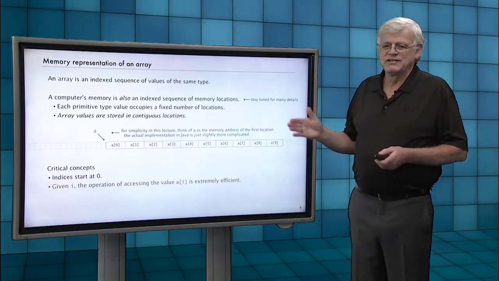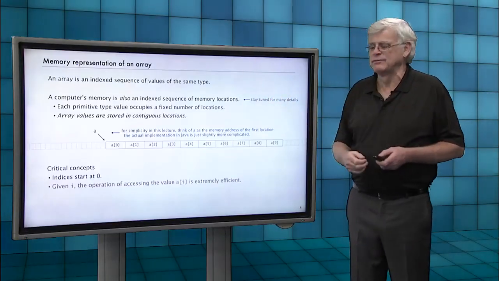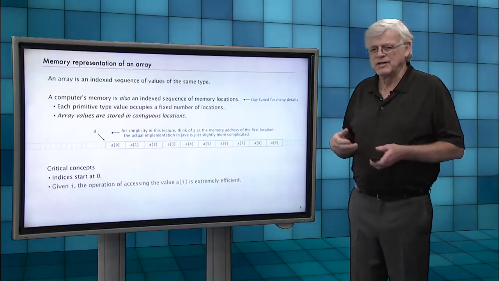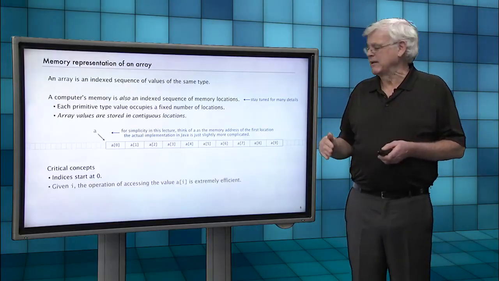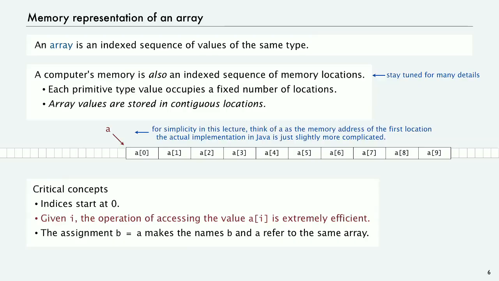Now, for simplicity in this lecture, we're going to write the array name with an arrow pointing to where it begins, thinking of the array name as the memory address of the first location. Actually, in Java, it's just a tiny bit more complicated, and we'll get to that at some point later in the class.